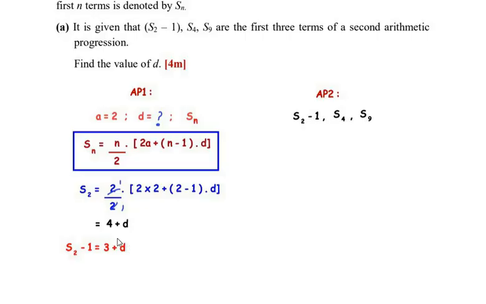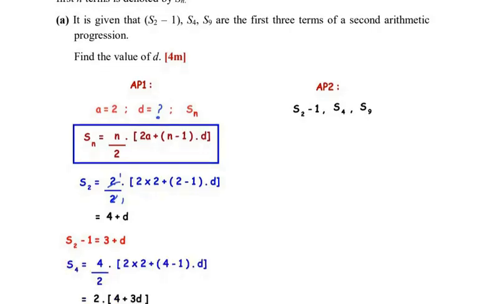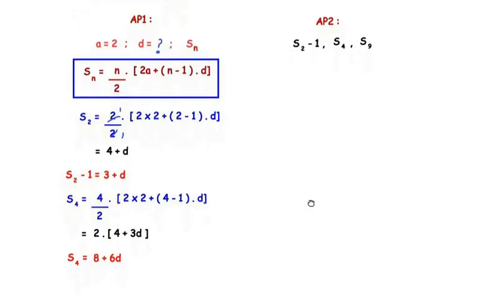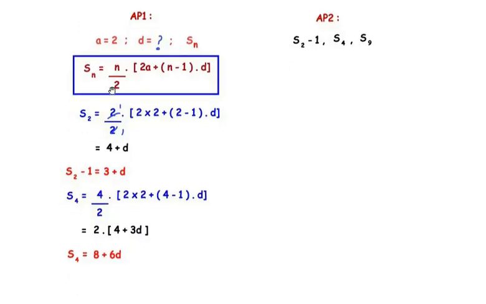On a similar basis, using the same formula, let us find the value of S4. So here we get S4 is equal to, n becomes 4, so we get 4 over 2 times 2 times 2 plus n minus 1 becomes 4 minus 1 times d. Now 2 divides 4, that is 2 1 times is 2 and 2 2 times is 4. So we get 2 times, now 2 times 2 is 4 plus 4 minus 1 gives us 3, so 3 times d. Now expanding this bracket, we get the value of S4 as 2 times 4 is 8 and 2 times 3d gives us plus 6d.